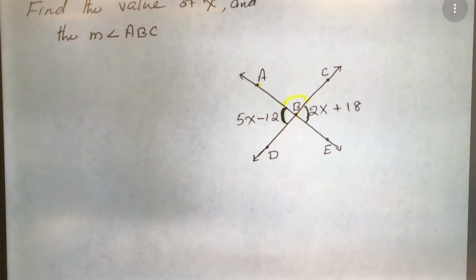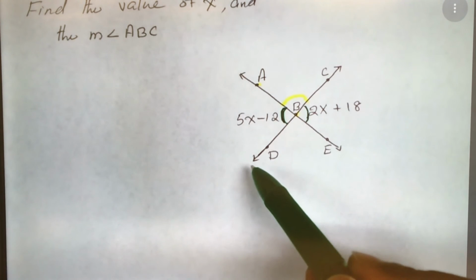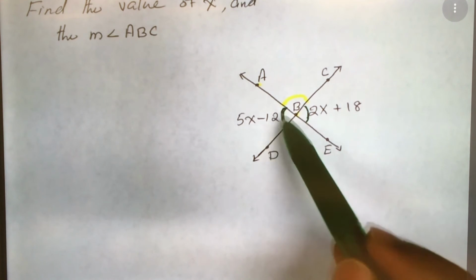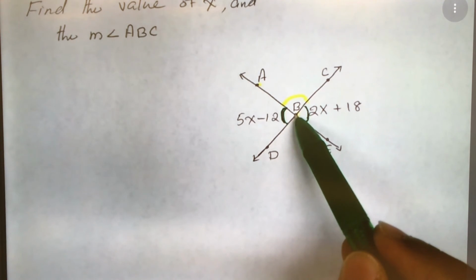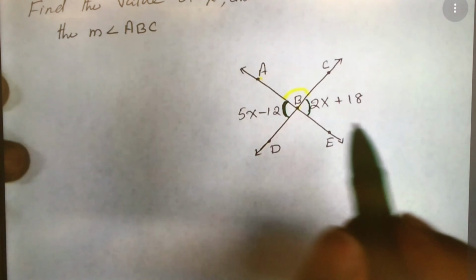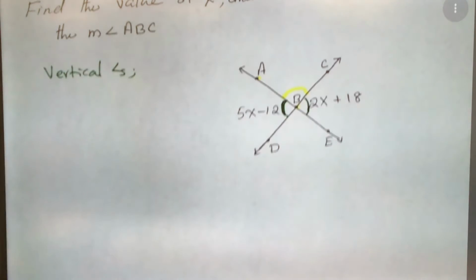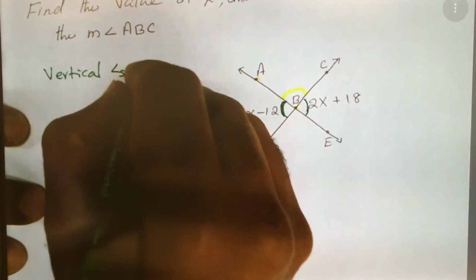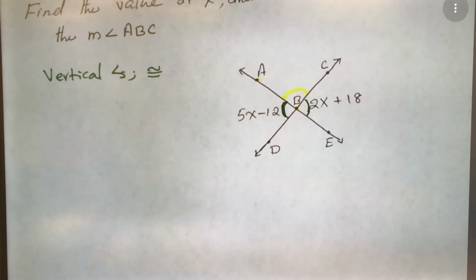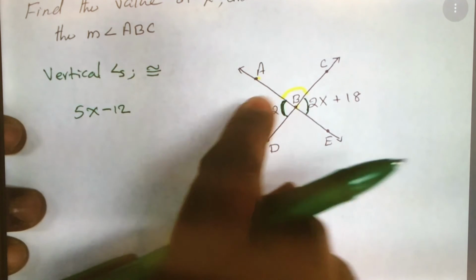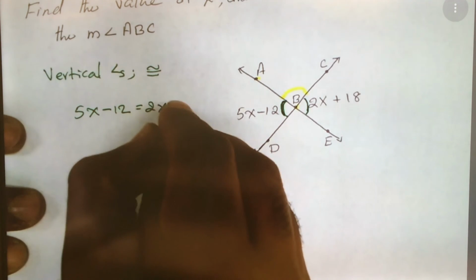Let's first think about what type of angles they are. There are two crossing lines, and the angles are on opposite sides. They don't have any common side, and only the vertex is common. So they are obviously vertical angles. What is the property of vertical angles? Vertical angles are congruent, so they are equal to each other. So I can set up the equation: 5x minus 12 is equal to 2x plus 18.